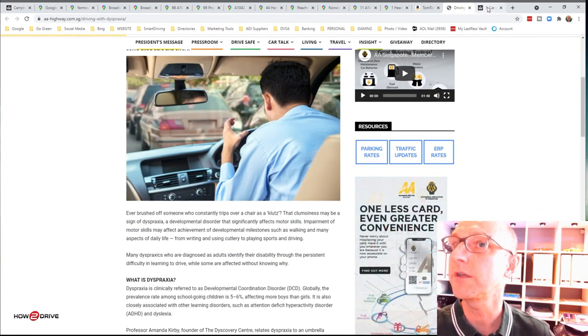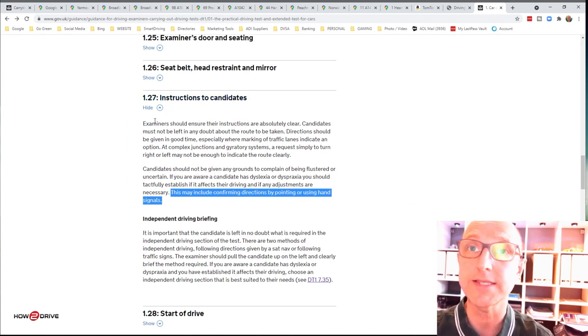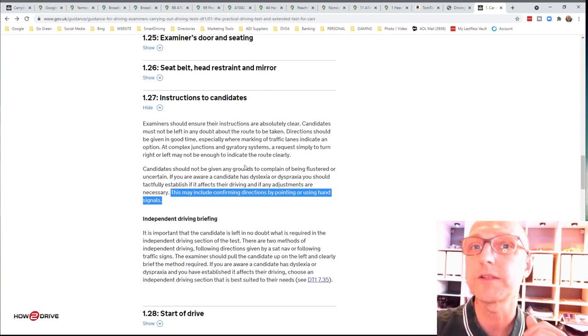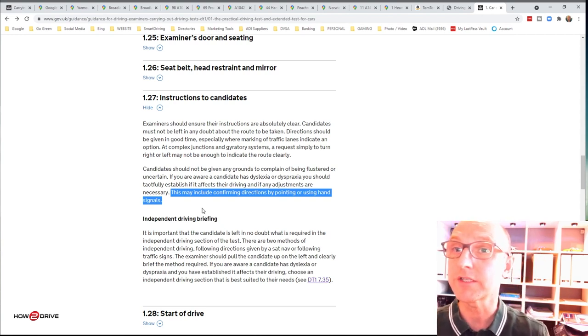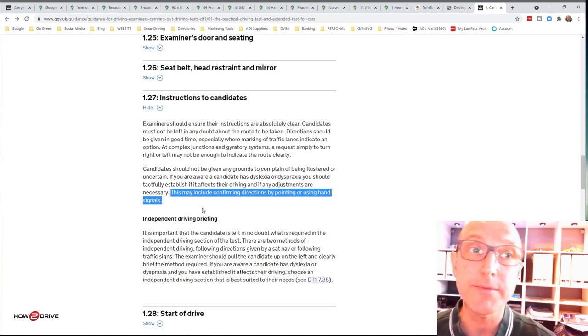And the thing I wanted to show you in the DT1, this is the DT1, instructions to candidates. This is the examiner's guidance. Candidates should not be given any grounds to complain of being frustrated or uncertain. If you're aware a candidate has dyslexia or dyspraxia, you should tactfully establish if it affects their driving and make any adjustments if necessary. This may include confirming directions by pointing or using hand signals. So there it is. That is the examiner's guidance.